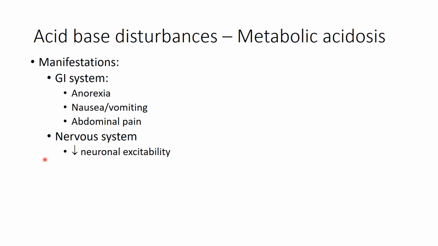Now, it can affect other systems of the body, such as anorexia, nausea, vomiting, abdominal pain, right? And that would kind of make sense. You're probably not maintaining the proper environment, so it's not really too prone to eating at that point. Okay, we see decreased neuronal excitability, okay, because the ions are all kind of messed up.